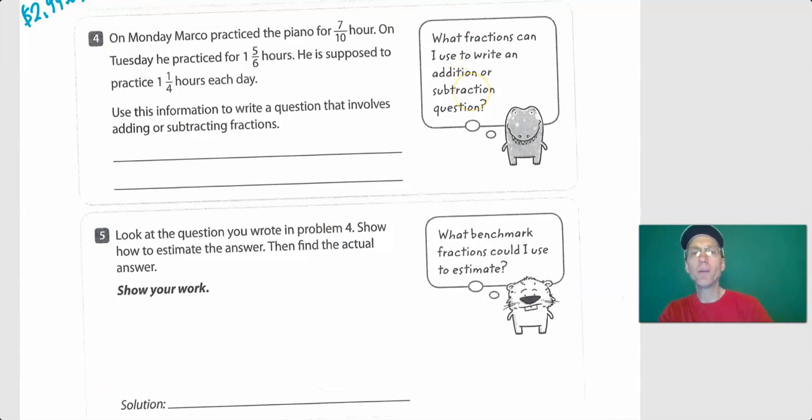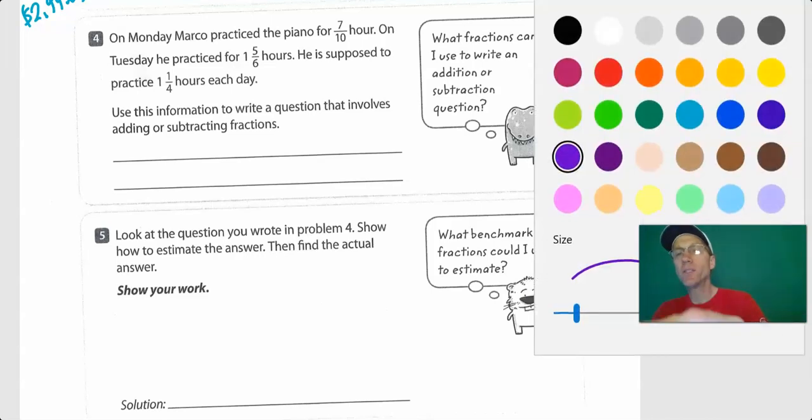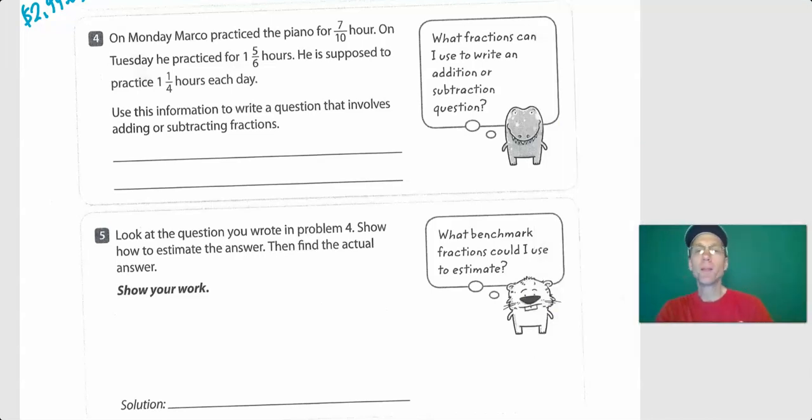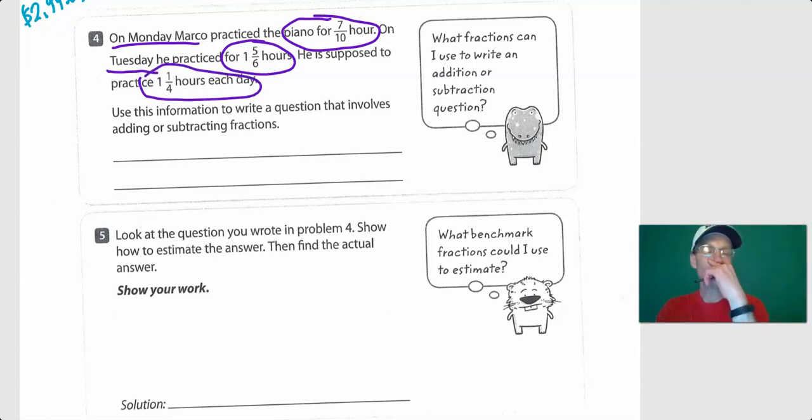Okay, so we're back now. We're going to finish up. We've done a great job with adding and subtracting these fractions and using some estimation. Here we go. On Monday, Marco practiced piano. He practiced for 7/10 of an hour. Tuesday, he practiced 1 5/6 hours. He's supposed to practice 1 1/4 hours each day.